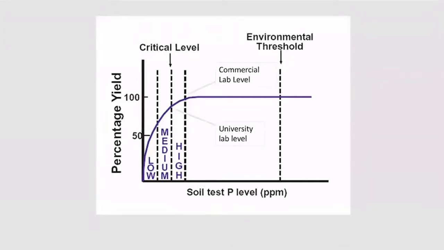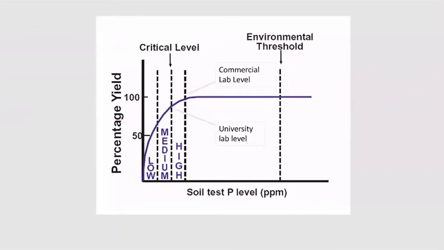And so they don't want to be down further on the curve where you may or may not get the maximum yield and the highest possible returns. But it may cost you a little bit more money in terms of your nutrient inputs. And that's why a university will be at a lower level.